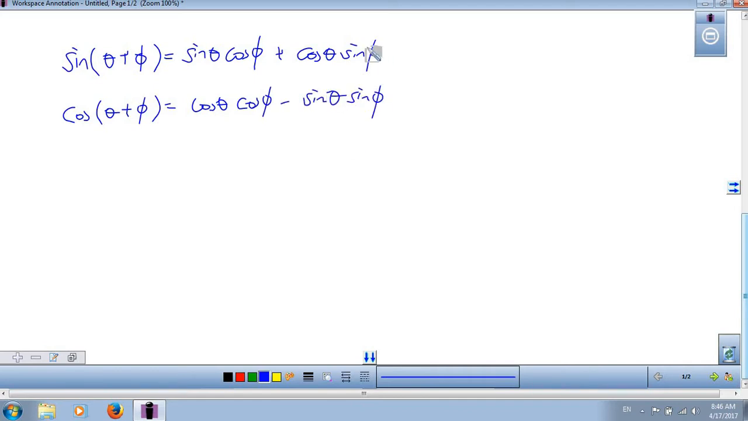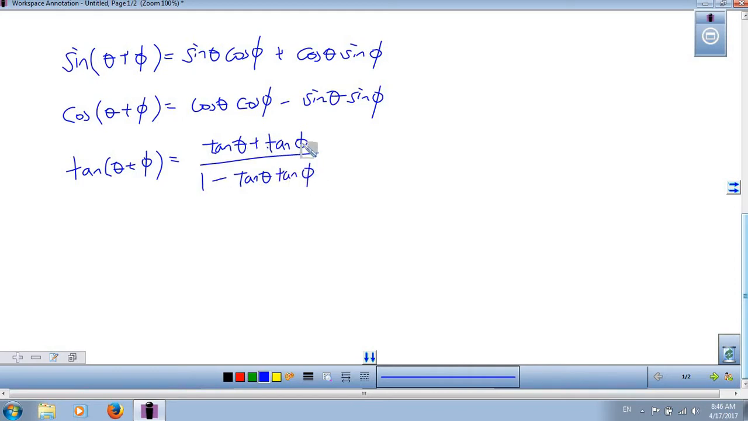And how do we get tangent? Well, to get tangent, we simply divide them. So the tangent of theta plus phi will be very simple, you can just divide them, and once we work through it, it will become tangent theta plus tangent phi. I'm not going to derive this for you right now. You can try to work it out on your own, dividing and seeing if you can get this using the techniques that we have done. So it's going to be tangent theta plus tangent phi over 1 minus tangent theta times tangent phi.